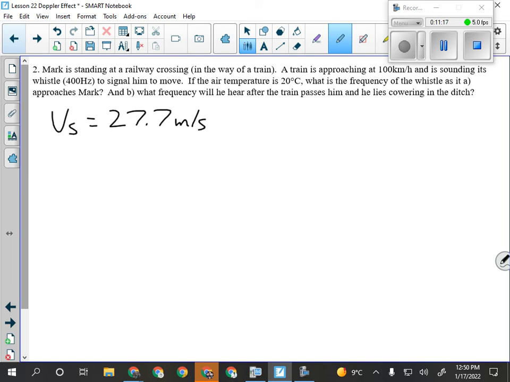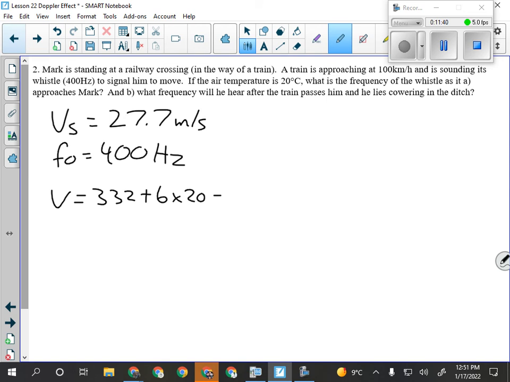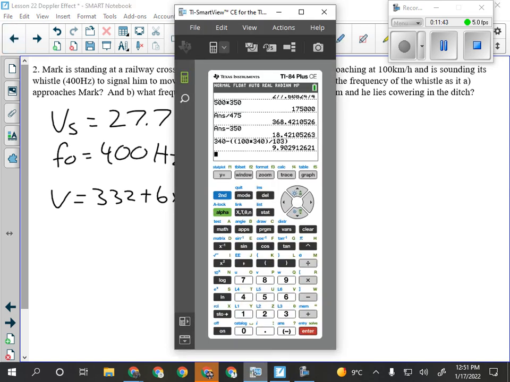Okay, it's sounding its whistle, which is 400 hertz. That's FO. Okay, to signal him to move. And the air temperature is 20 degrees Celsius. So I'm going to use that to get the speed of my waves. V equals 332 plus 0.6 times the temperature, which they told me is 20. Okay, so that's why they give you that, just so that you have to use this extra formula. Spoiler alert, I'm going to ask you to do exactly that on your unit exam tomorrow. Okay, so that's all you have to do. Punch it in like that. Speed of sound is 344 meters per second.